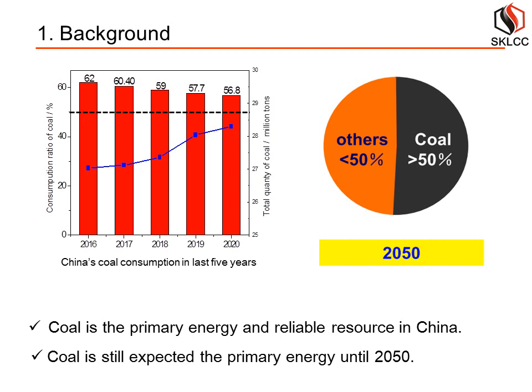Coal is very important for China and it is the primary energy and a reliable resource. In the last 5 years, the consumption ratio of coal in total energy is more than 50%. Although this ratio decreased in recent years, the total amount of coal consumption increased. In 2020, China used more than 28 million tons coal, and it is expected that coal is still the primary energy in the next 30 years.